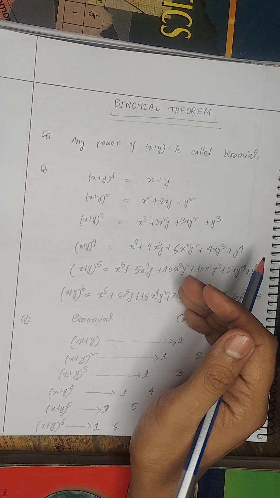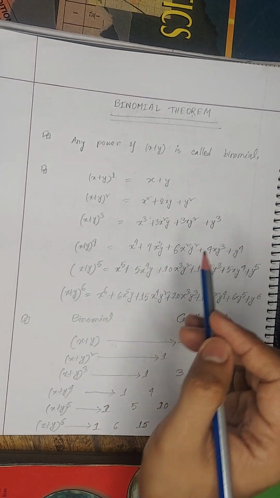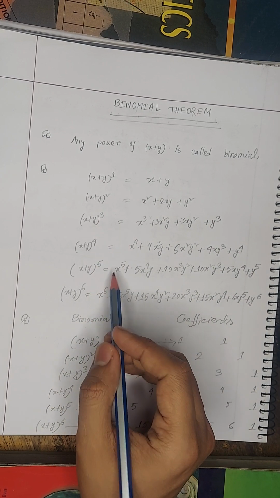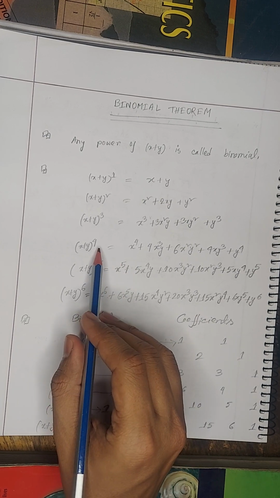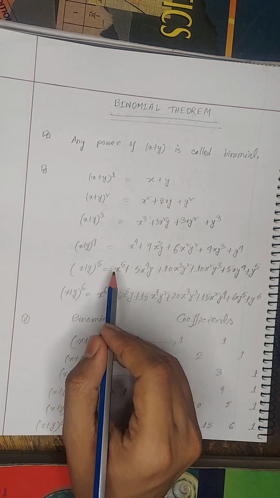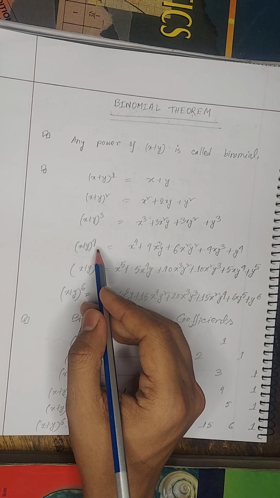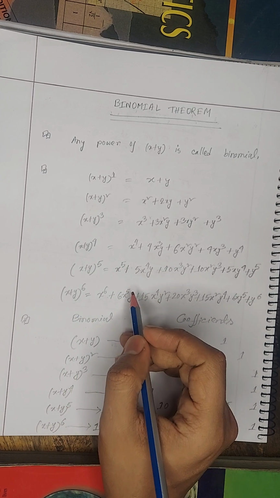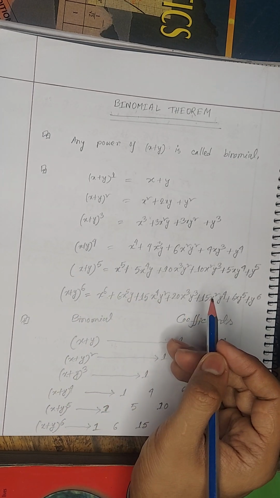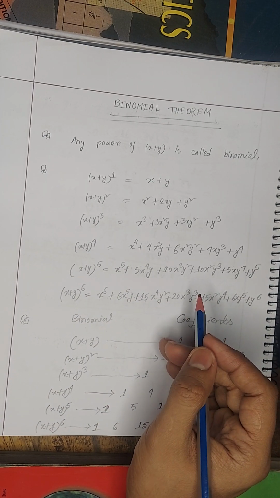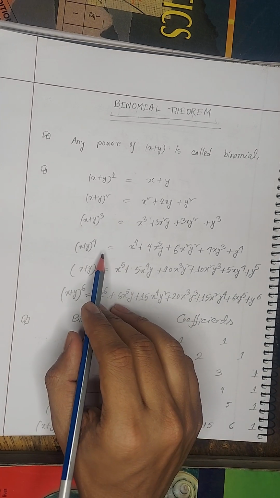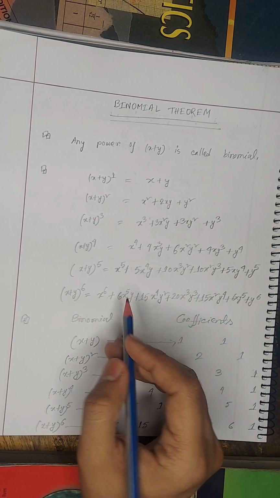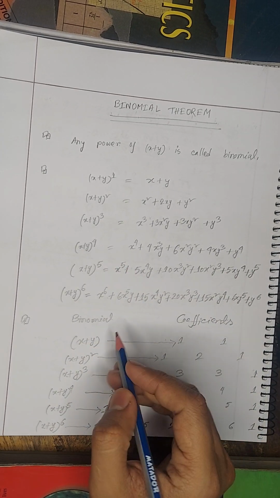Many of us can memorize this, but what about when we raise the power more than 3? What will happen? How can we find this when the power of any binomial expression will be more than 3? So we have to find a pattern, a formula to find any power of a binomial expression, to expand this type of expression.